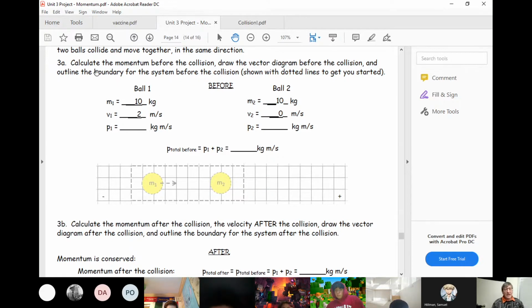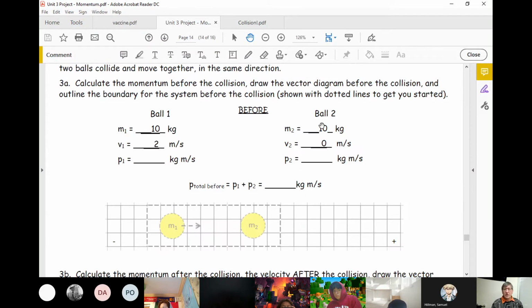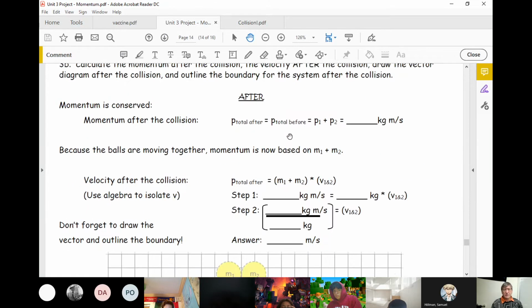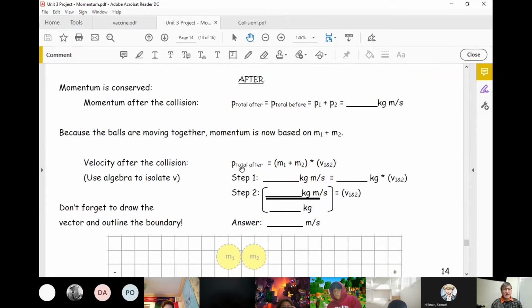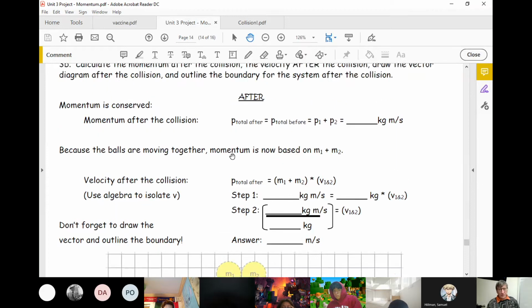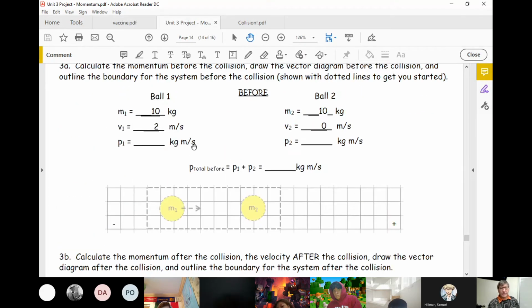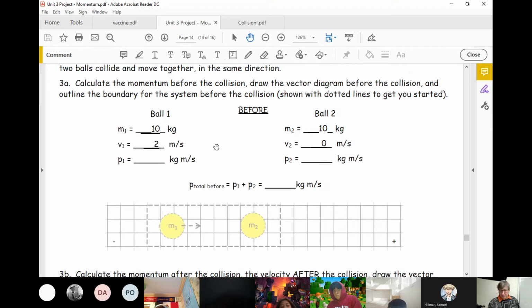So here, we're going to calculate the momentum before the collision. We're going to draw a vector diagram showing what's going on before the collision, and we're going to outline the boundary for the system before the collision. So all of this is what's happening before there's any collision going on, right? Then in part B, we're going to show what happens after the collision, which is a little more complex. And then they have another problem in here that's a little tricky, so we're going to do that together.